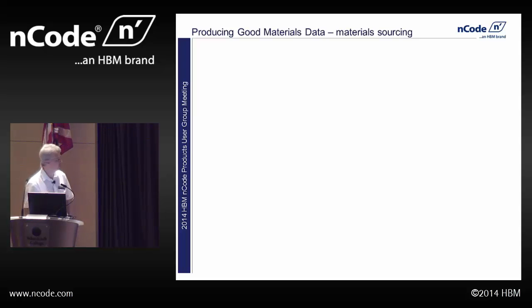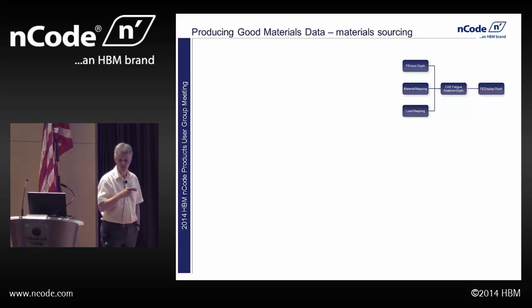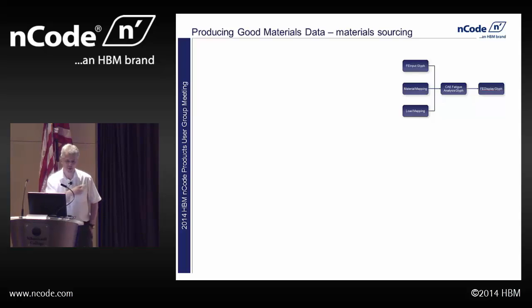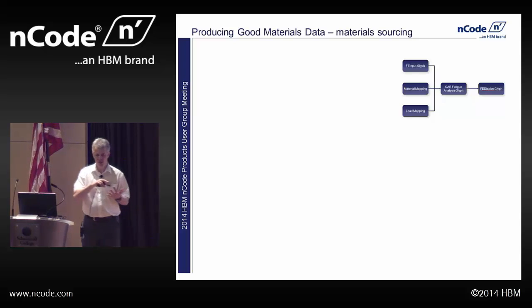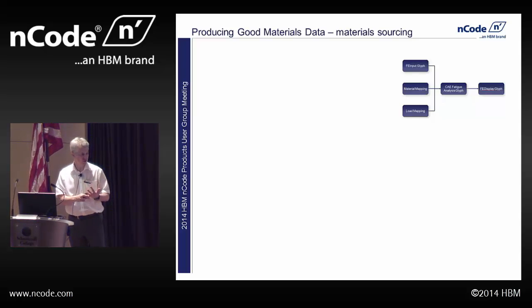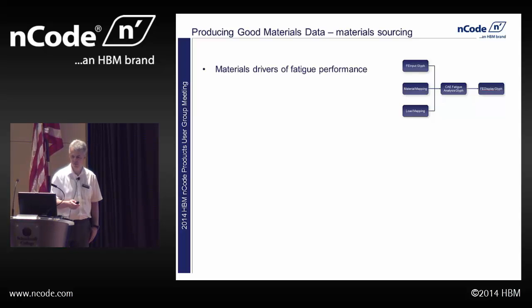Okay, so producing good materials data. Why do we need this to start with? I think I'm contractually obliged to put a 5-box trick up from a long while ago, so that's one. We have three major inputs to any fatigue analysis: the geometry, the loads, and the materials, and they're all as important as each other, and you need accurate data on all three of those. So you need good materials data in order that whatever prediction you make is as accurate as it can be.